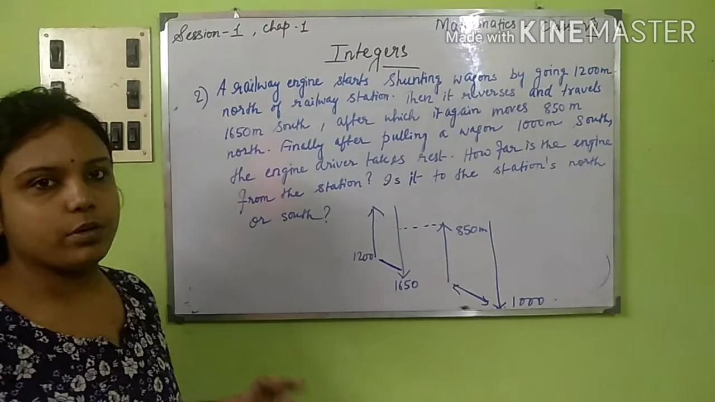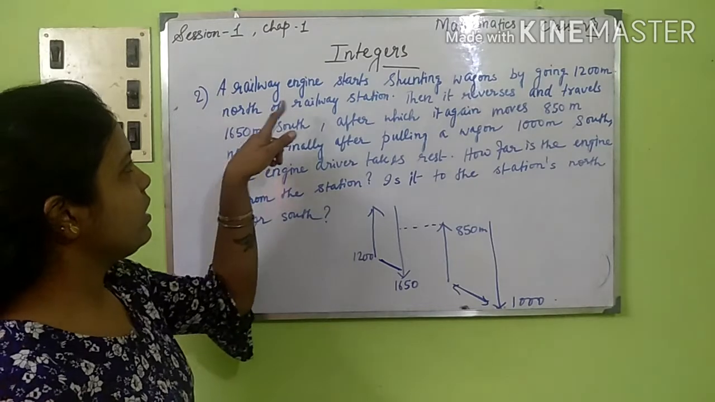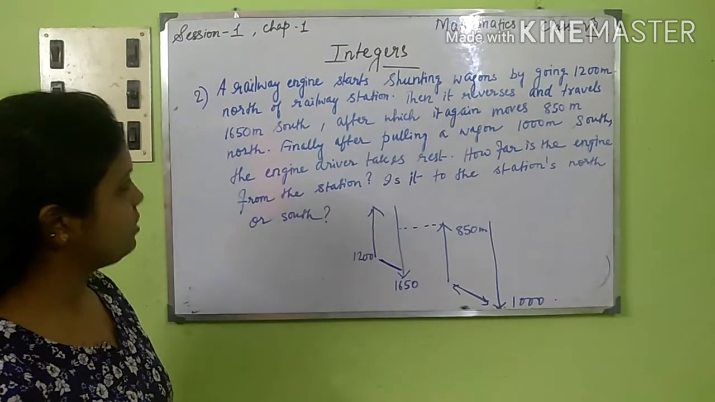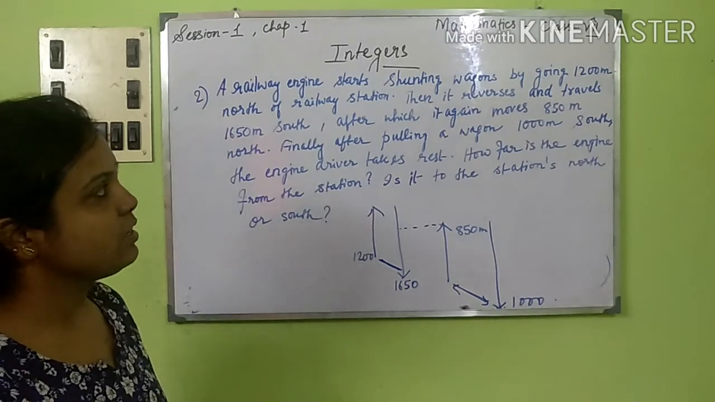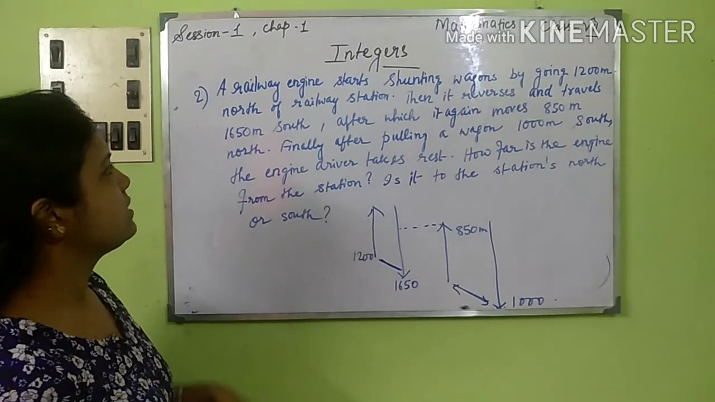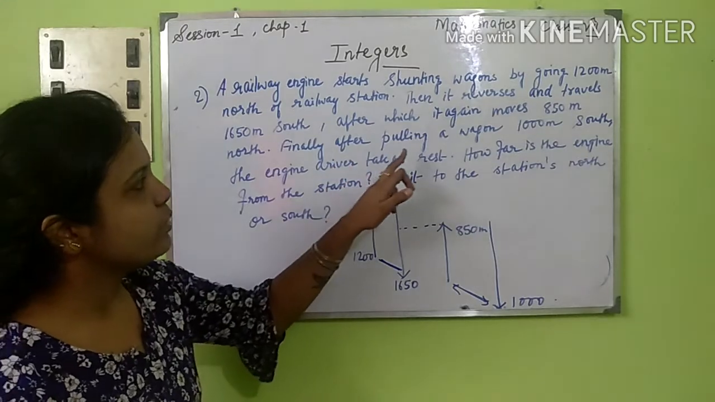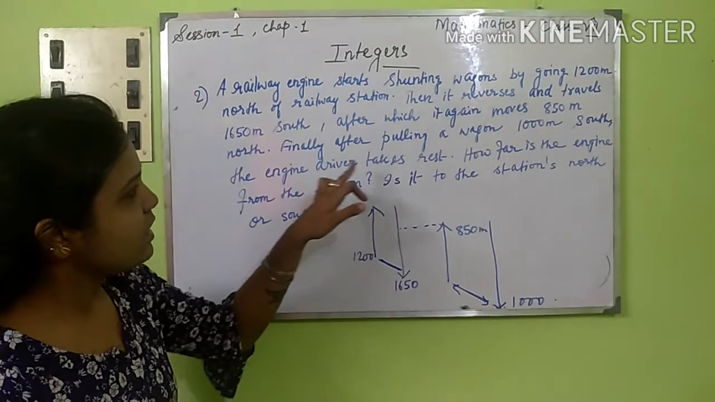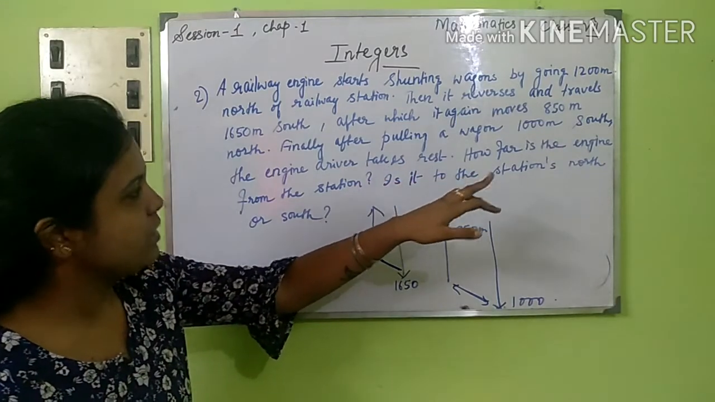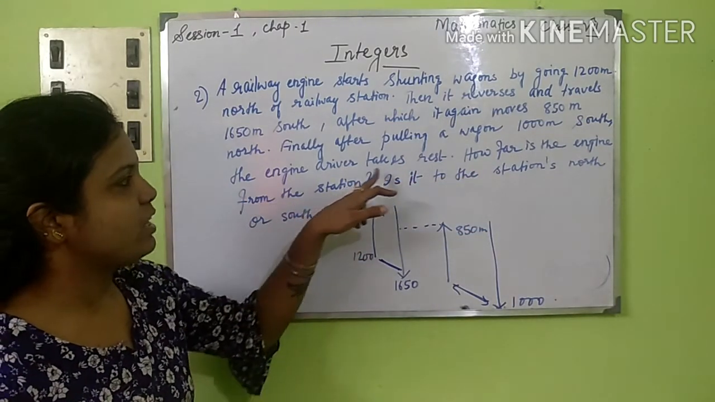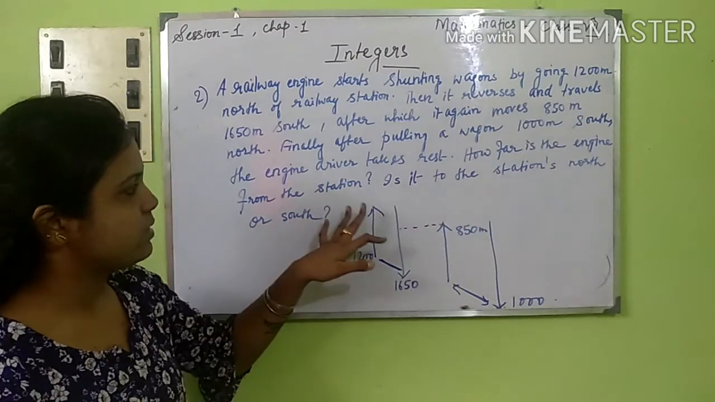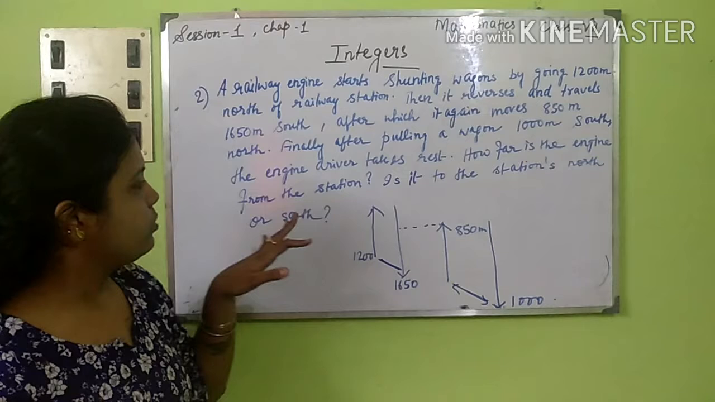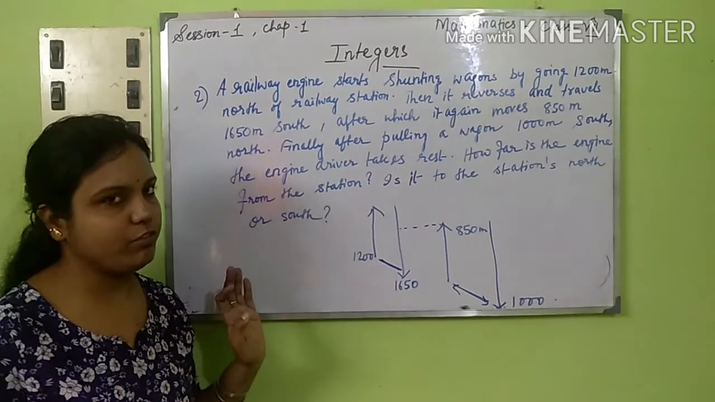Now a question has been given. A railway engine starts shunting wagon by going 1200 meter north of railway station. Then it reverses and travels 1650 south, after which it again moves 850 meter north. Finally, after pulling a wagon 1000 meter south, the engine driver takes rest. How far is the engine from the station? Is it towards the north or the south of the station? That we have to find out.